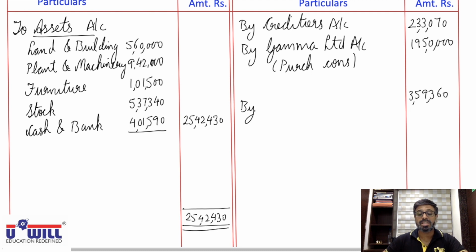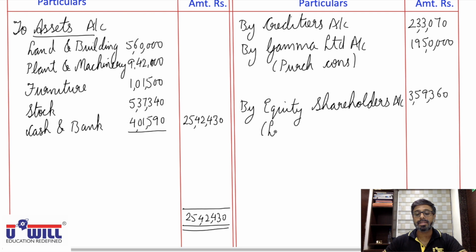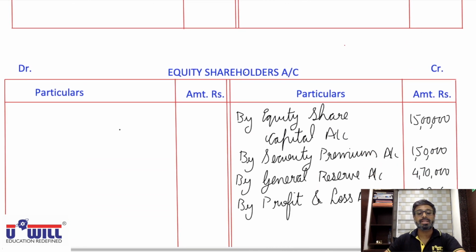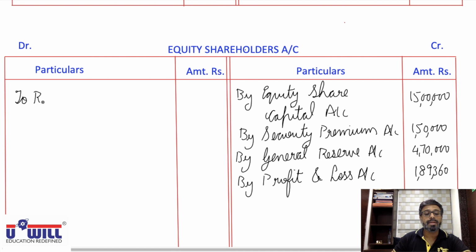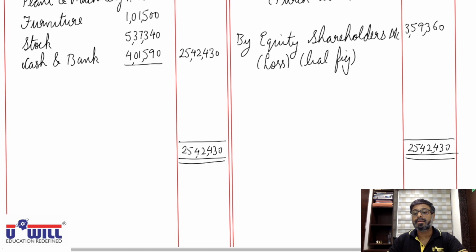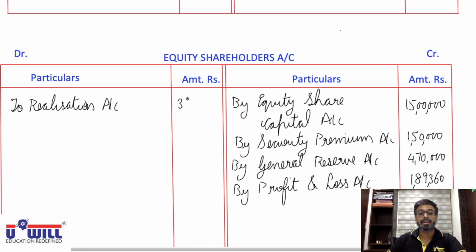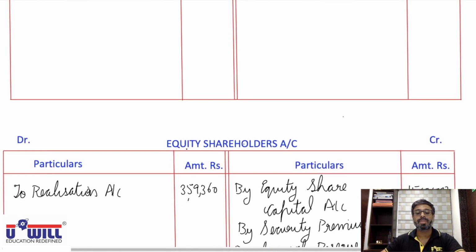What did I tell you? Just close realization account and transfer it to equity shareholders account. So by equity shareholders account, in bracket, it's a loss to be borne by equity shareholders, balancing figure. Now, in equity shareholders, you write it on the opposite side, debit side, to realization account, this amount of 359,360. Now what journal entry will come?